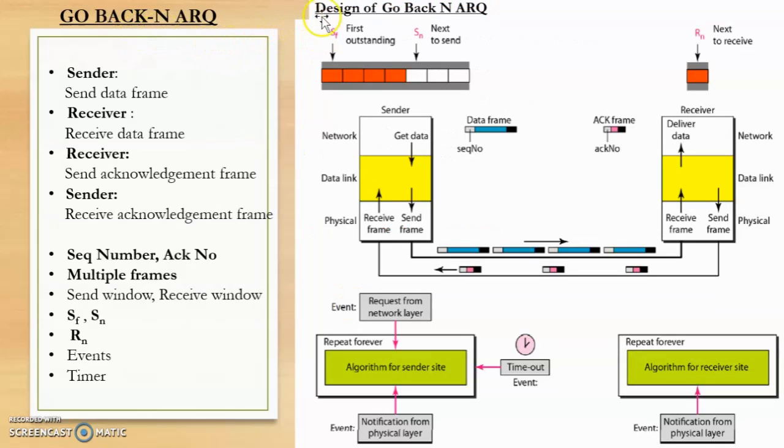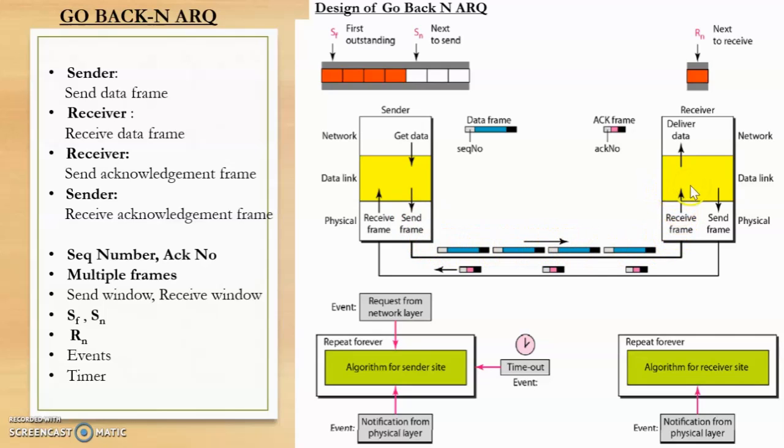Next, let us discuss the design of Go Back N ARQ protocol. We know that this Go Back N ARQ protocol is implemented at the data link layer. At the sender side, the data link layer will get the data from the network layer. It will convert it into a frame and then send the frame to the physical layer. The physical layer will then send the frame over the transmission medium.